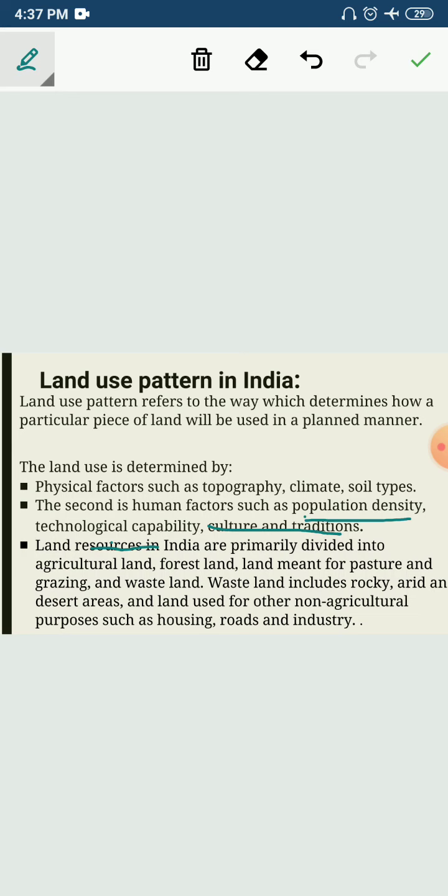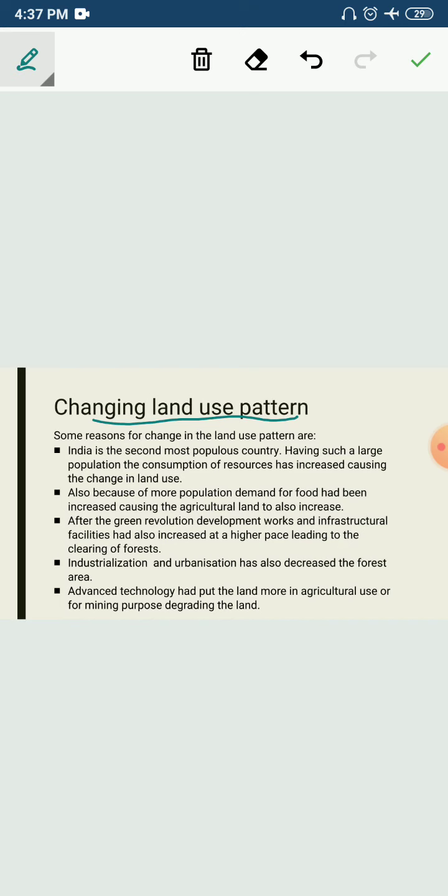So the last topic is changing land use pattern. Now we are going to discuss some of the reasons which have led to a change in land use pattern. So the first is population. India is the second most populous country. Having such a large population, the consumption of land resources has also increased. Also, because of the larger population, the demand for food has increased and more land has been invested for agricultural purposes, thus causing the change in land use pattern.